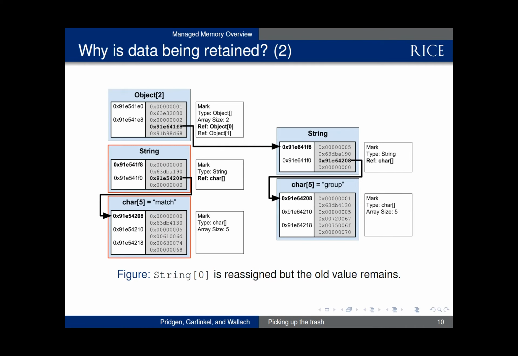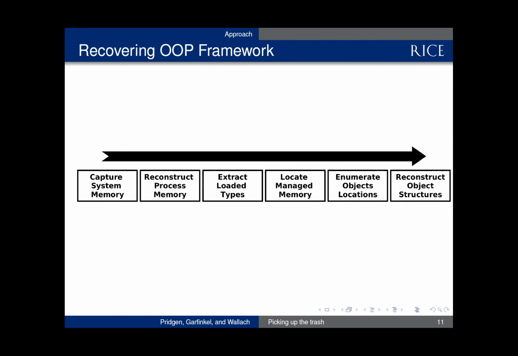So if a developer creates a new string and then reassigns it to our string array, what happens is this reference is updated with our new string. So in this case, it's moved from mesh to group. But what happens is this string is still retained in the heap, full structure and everything. And it won't be overwritten until garbage collection takes place and the data is reallocated to a new object. That means we can take advantage of this and recover these artifacts to do forensics and timelining and event recreation. So we created this framework called Recoup that is generally focused on the JVM, but can be retargeted for .NET with additional research.